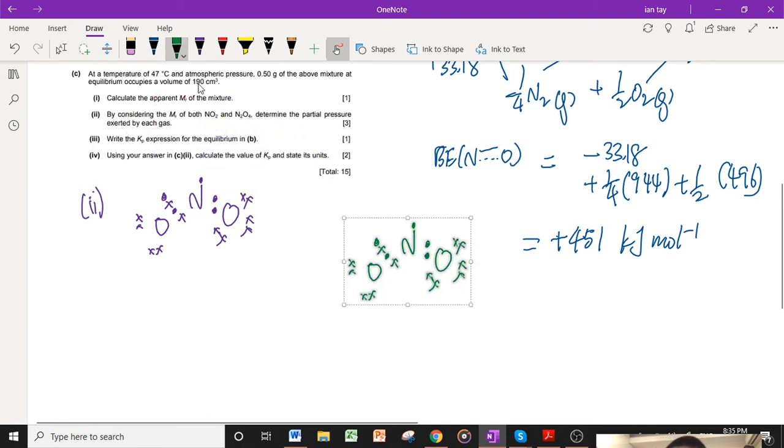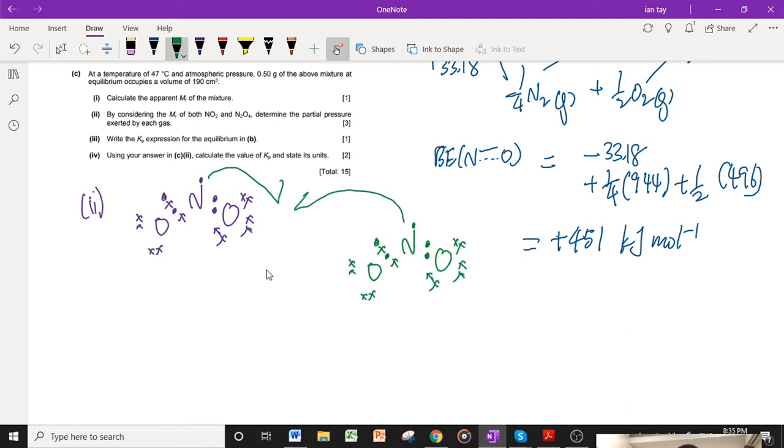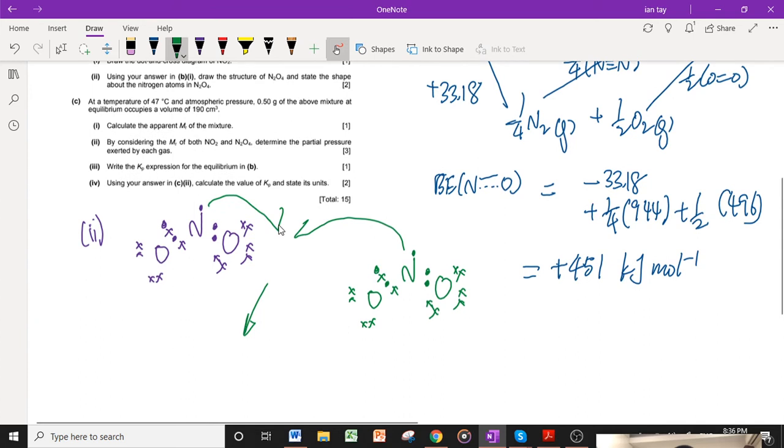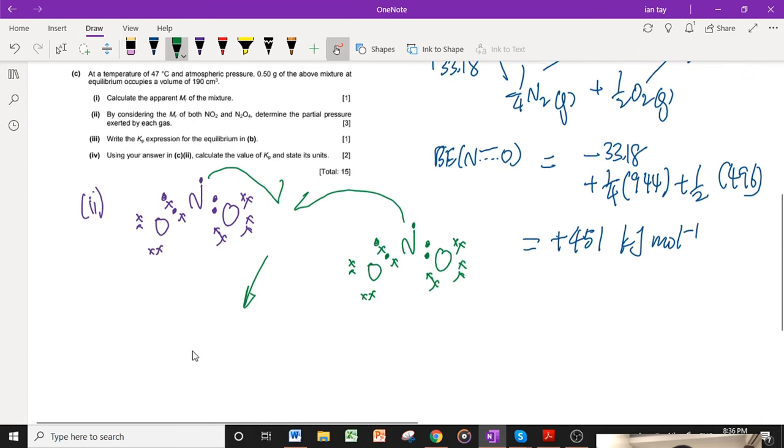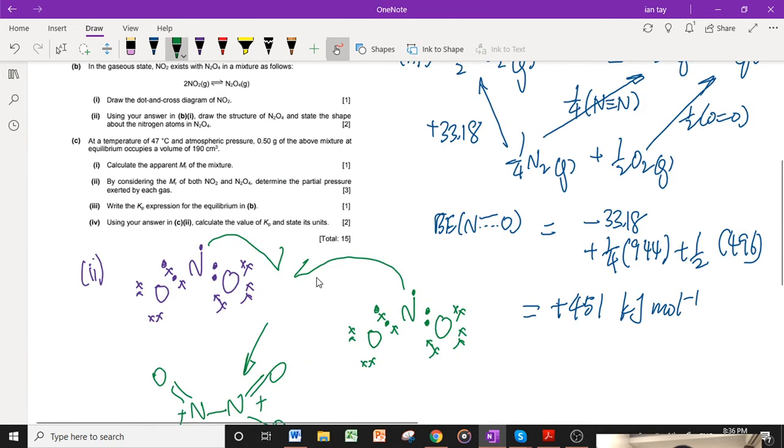I'll draw fishhook arrows to show that they come together to form one molecule of N2O4. So, let's draw the structure of N2O4. It is very trivial to draw, drawing the formal charges as well for completeness' sake. If you don't want to draw the formal charges, you can indicate the dative bond formation using an arrow.